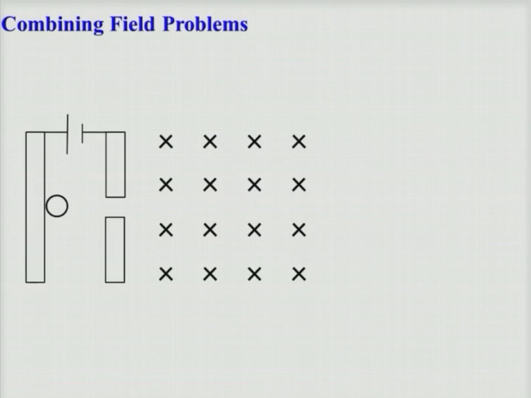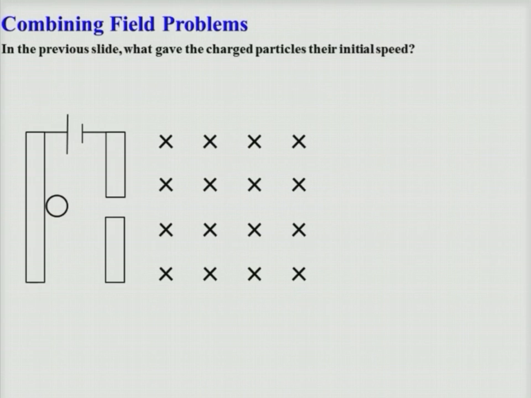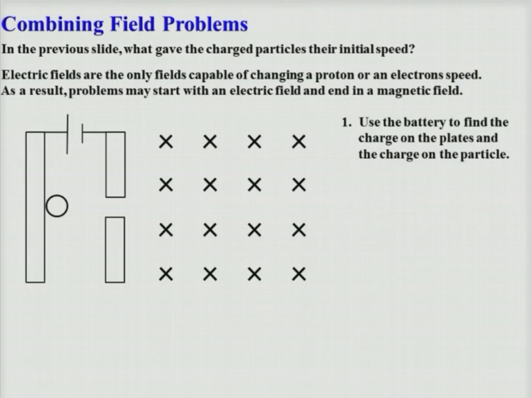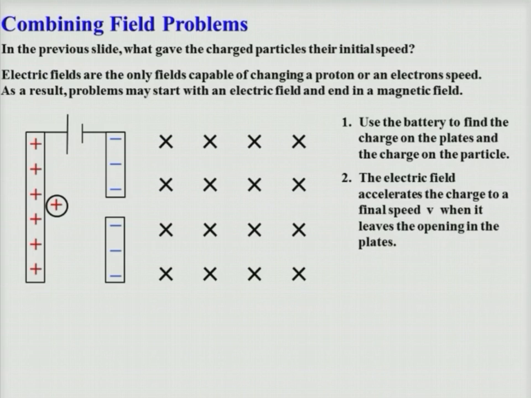Now let's say we have a combination of field problems. On the left-hand side is what we've seen in electricity before, and on the right-hand side is our magnetic field. So again, we're going to use the battery to tell us the charges on the plates. Long side tells us positive, short side tells us negative. It's going to accelerate through those plates, and we're going to use our qV = 1/2 mv squared equation.